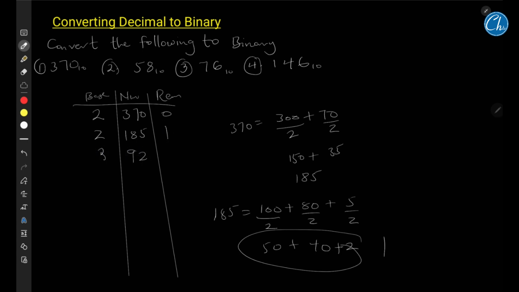So repeat your 2. 2 goes into 92 how many times? 46, remainder 0. 2 goes into 46 how many times? 23, remainder 0. 2 goes into 23 how many times? 11, remainder 1. 2 goes into 11 how many times? 5, remainder 1. 2 goes into 5 how many times? 2, remainder 1. 2 goes into 2 how many times? 1, remainder 0.